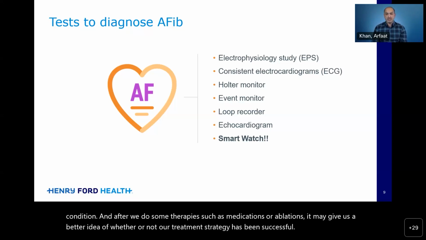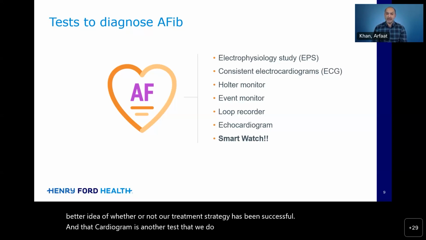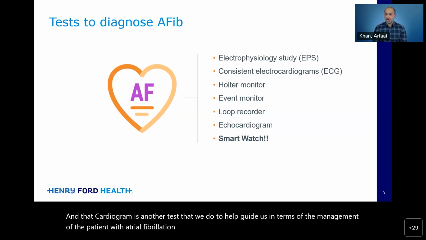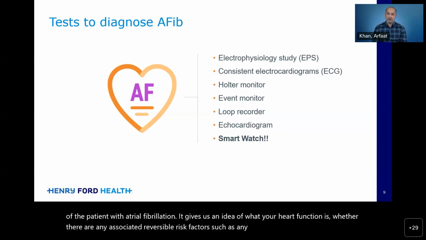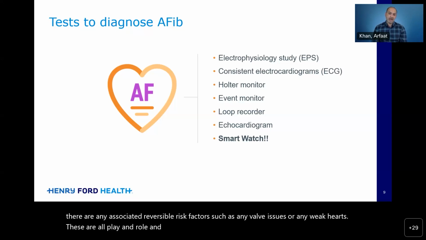An echocardiogram is another test that we do to help guide us in terms of the management of the patient with atrial fibrillation. It gives us an idea of what your heart function is, whether there are any associated reversible risk factors, such as any valve issues or any weak hearts. These all play a role in terms of helping us manage you.